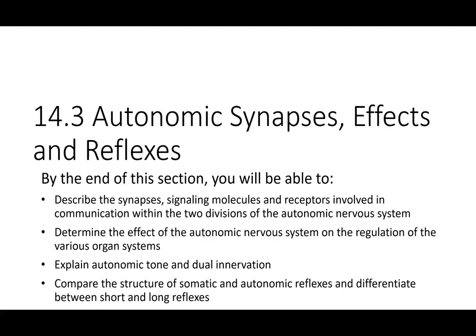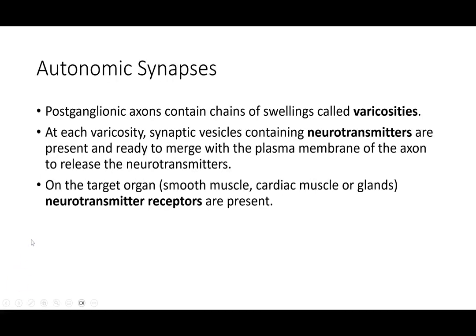All right, in this video we are going to look in a little bit more detail at the autonomic synapses and their effects and reflexes. So we're going to get into some more of the signaling and regulation of the autonomic division of the nervous system. The synapses that we find in the autonomic division start off with postganglionic axons that have chains of swellings along them. Remember, axons normally don't have swellings, but they do in the autonomic system, and these are called varicosities.